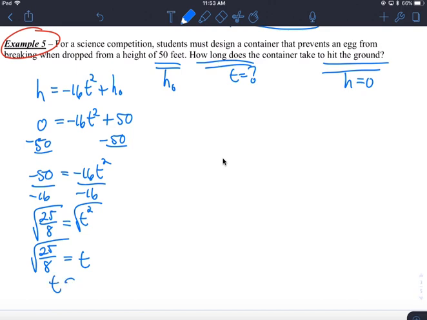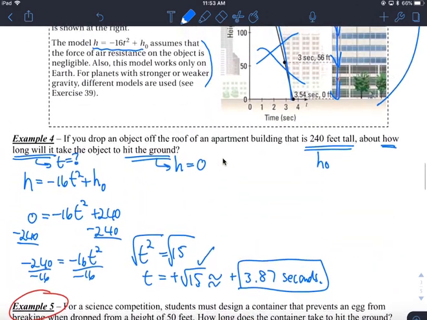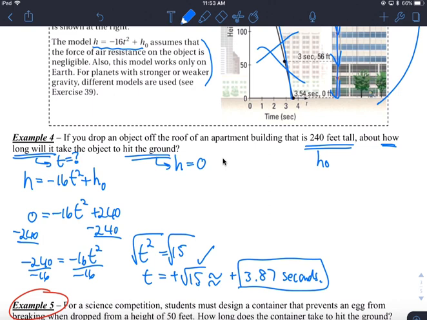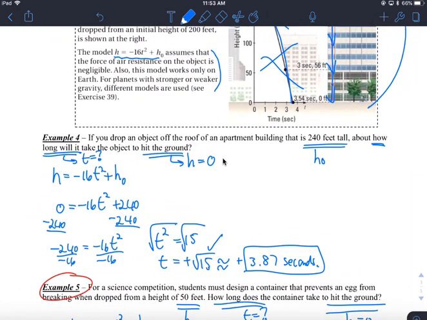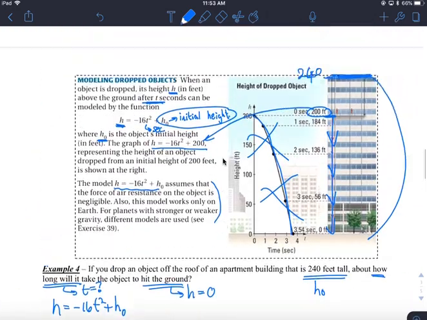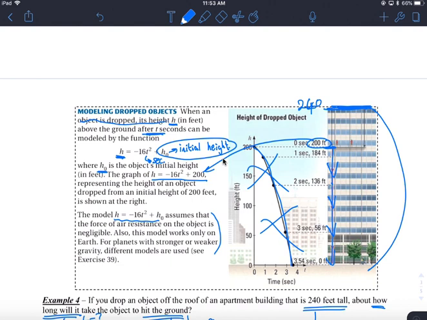And we'll go ahead and approximate that. If you do that, you get about 1.76 seconds. All right, and so that's the solution. How long will it take to hit the ground if I drop an egg from 50 feet? The previous solution was how long will it take if I drop an object off an apartment building that's 240 feet tall: 3.87 seconds before it hits the ground. So those are two examples for the dropped object type of question.